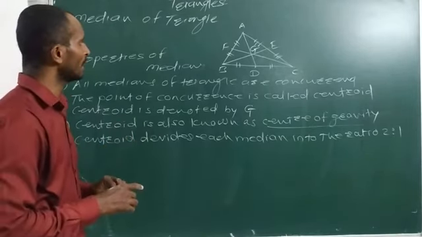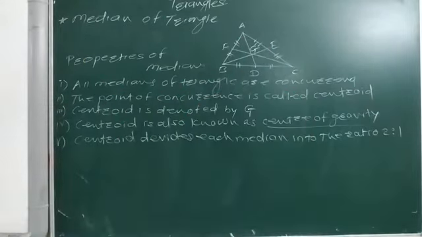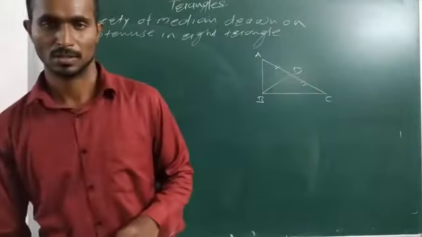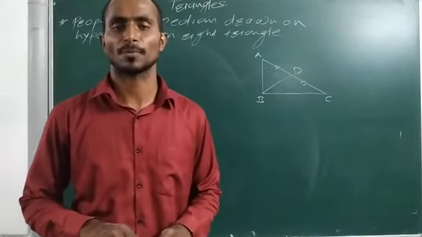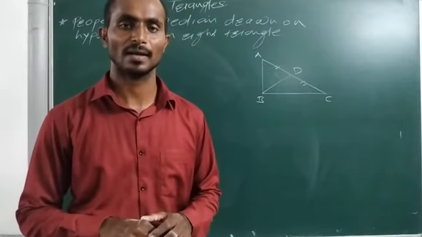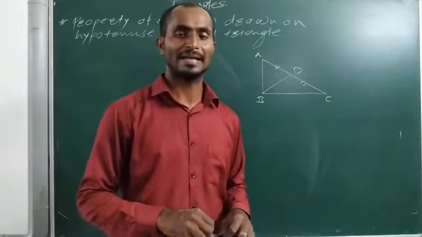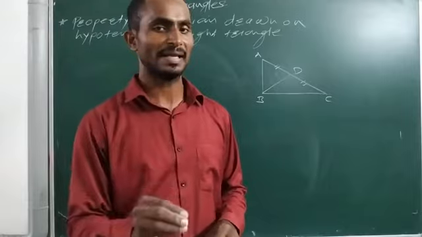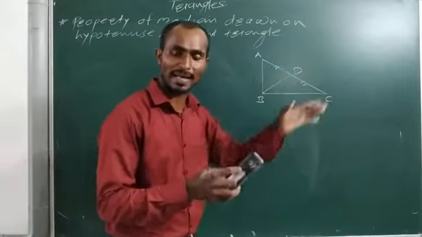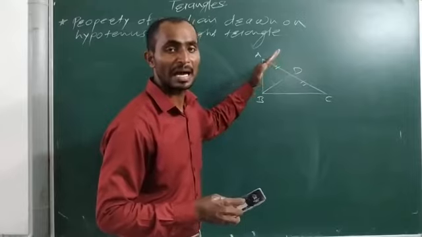Now we are going to learn about the property of the median drawn on the hypotenuse in a right angle triangle. So what is the property of the median drawn on the hypotenuse? The median drawn on the hypotenuse in a right angle triangle is exactly half of its hypotenuse. Again, I'll repeat the same property: the length of the median drawn on the hypotenuse in a right angle triangle is half of its hypotenuse.